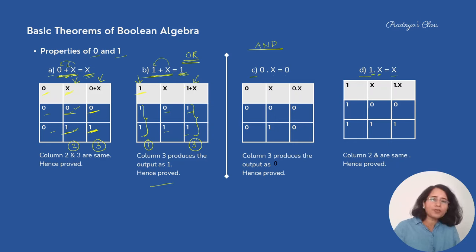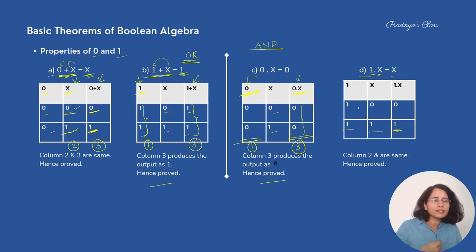So we can prove in the similar way. Take 0, 0 here, the value of x will be 0 and 1, and perform the AND operation. If we have all the inputs 1, then only we get 1, otherwise we are getting 0. Here also, if all the inputs are 1, then only we get 1, otherwise 0. Look at this column, this is column 3, and that is what we wanted to prove, that 0 into x will be 0. So hence we proved it.